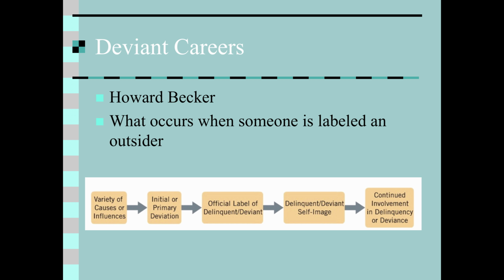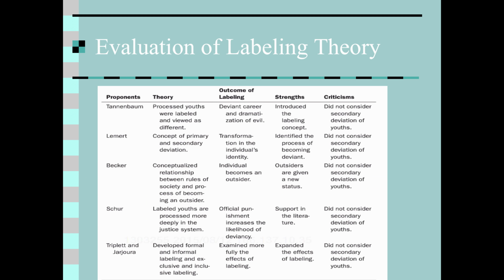We'll talk about this idea of radical non-intervention, proposed by Edwin Schur, in a few slides. But for now, let's review at least the main theories we've discussed so far. This slide helps you see at a glance the differences in the main premises underlying Tannenbaum, Lemert, Becker, Schur, and also Triplett and Jarjoura, who expanded more recently on the ideas of labeling theory.